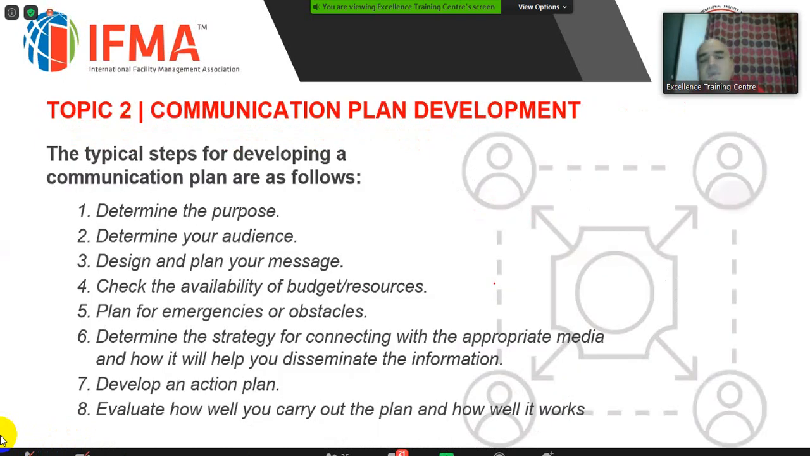Typical steps for developing a communication plan. This usually involves communicating with them. A communication plan is a plan on how to communicate, what to communicate, and when to communicate information. So to develop a proper communication plan, you have to determine the purpose, the audience, what budget you have, what resources you have, how you shall communicate with them, and what information you should provide them. Evaluate how well you carry out your plan and how well it works.